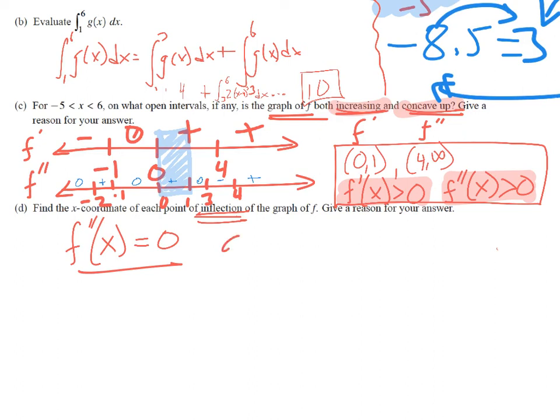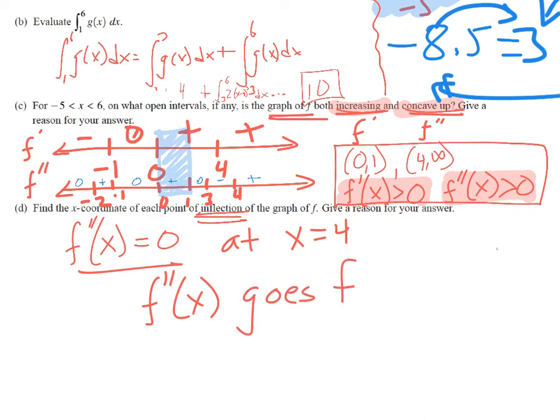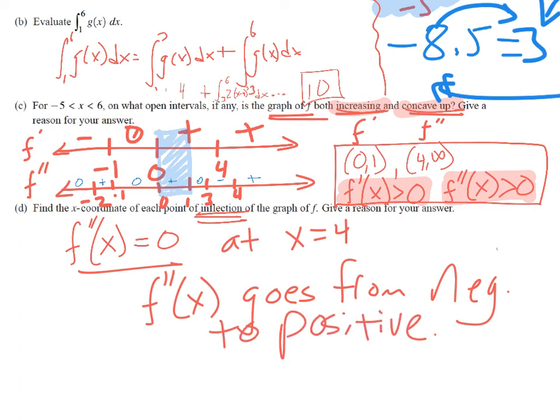So we can say at x equals 4, the concavity changes, or f double prime of x goes from negative to positive. All right, something like that, and they say it a similar way. They say f prime goes from decreasing to increasing, so that's the idea. All right, cool.